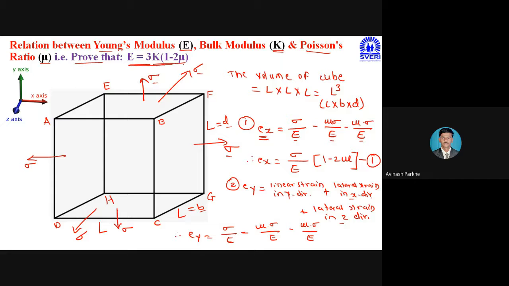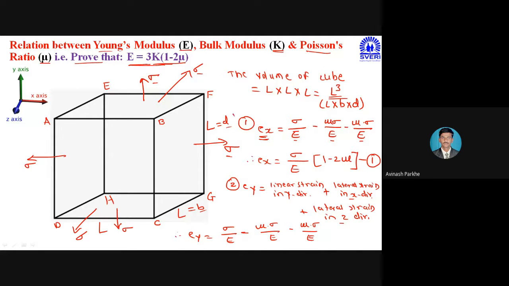It is very simple how it is calculated. For the calculation, we have considered a cube, A, B, C, D, E, F, G, H. That cube has all three dimensions the same, L, L, L. This cube is subjected to sigma amount of stress in X direction, Y direction, and Z direction. Initially we have calculated its volume. Volume is equal to L cube.